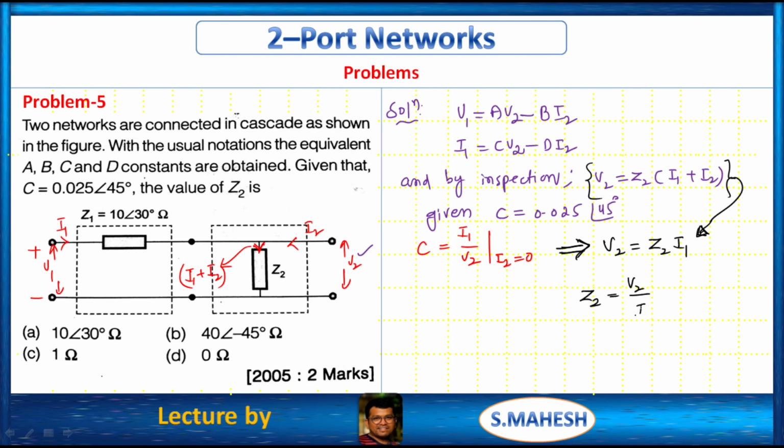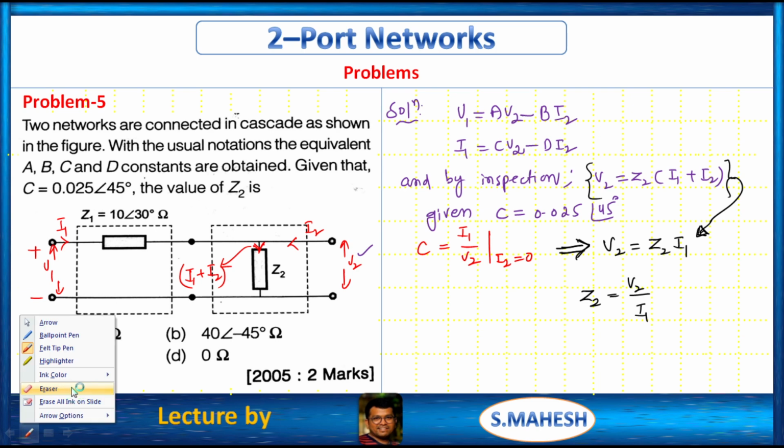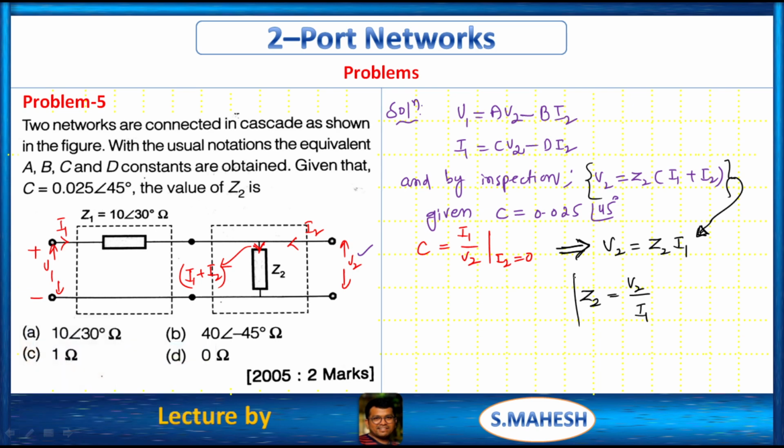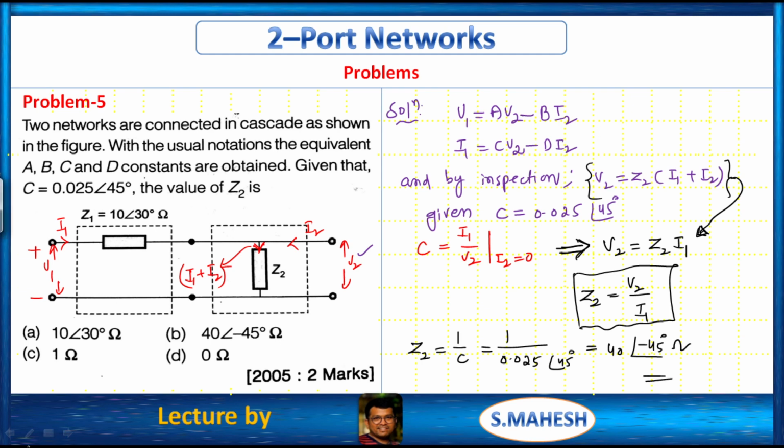V2 by I1. V2 by I1 only. Z2 equals V2 by I1, which equals what? Here I1 by V2 is nothing but C, so V2 by I1 is nothing but 1 by C, which equals 1 by 0.025 at an angle 45 degrees, which equals 40 at an angle minus 45 ohms. That's it. Very simple one.